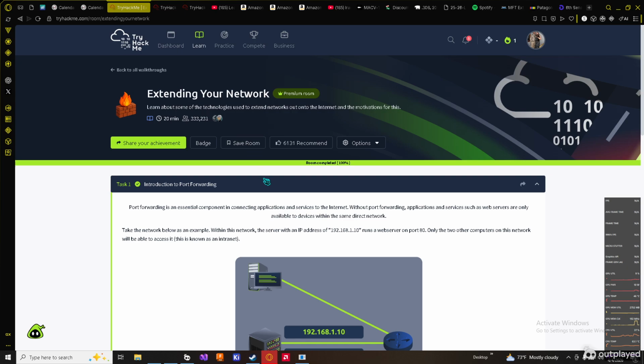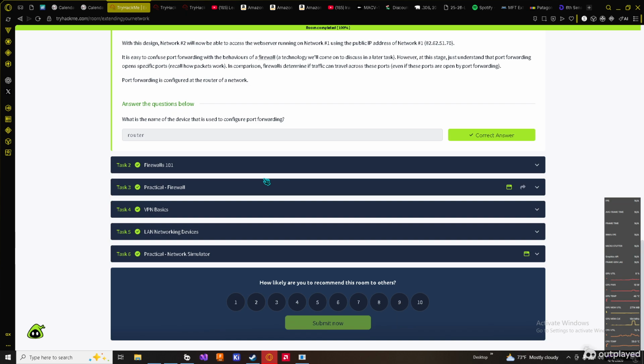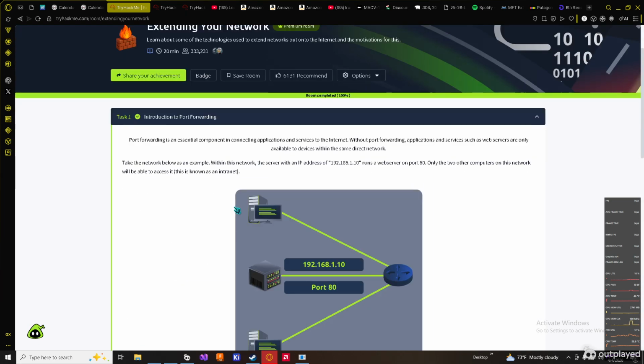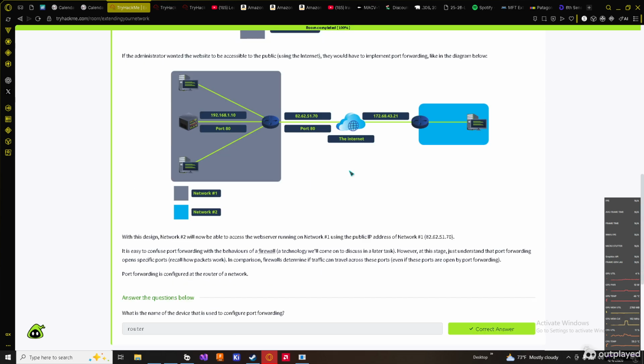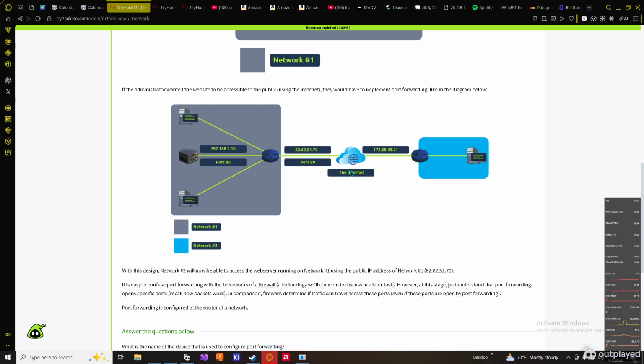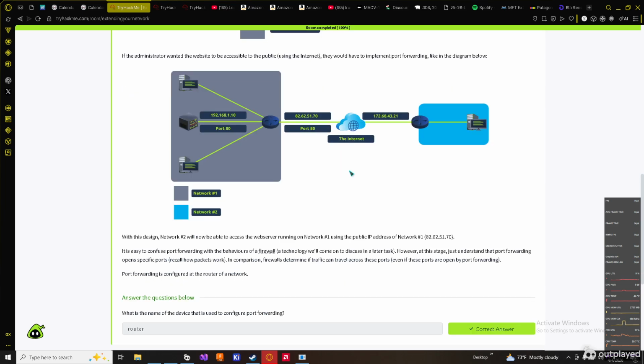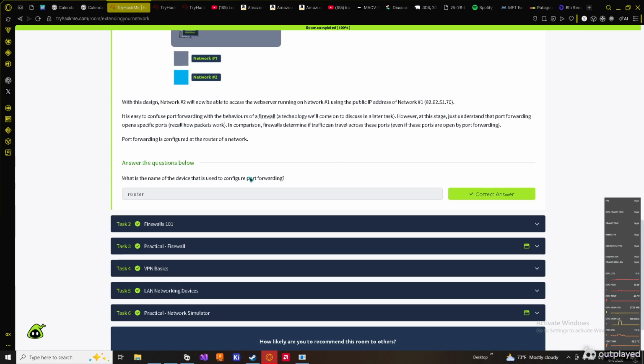So, this course is going to basically go over firewalls, port forwarding, and VPNs. In this introduction, it's just going to give a quick overview of port forwarding, explaining what it is, giving you visual representations of multi-network interconnectivity via the internet. And it just gives you a single question right there.